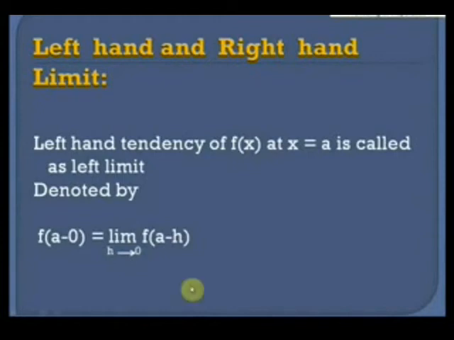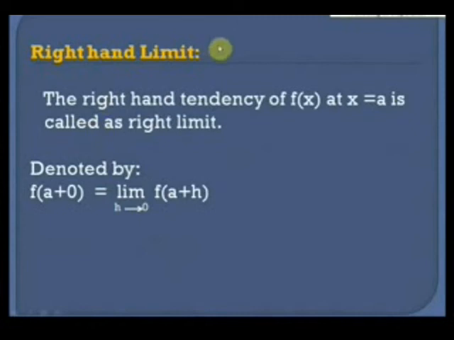to a. Similarly, we can define the right hand limit as the right hand tendency of f(x) at x equal to a, called the right limit. It is denoted by f(a plus 0) and is equal to limit h tends to 0 of f(a plus h). Again we see that h tends to 0, that is h is a positive quantity whose value is very much close to 0. Now a plus h is a value which is very close to a, but it is actually greater than a, or the point x equal to a plus h lies to the right side of the point a. So the value of f(a plus h) is called the right hand limit when h tends to 0.